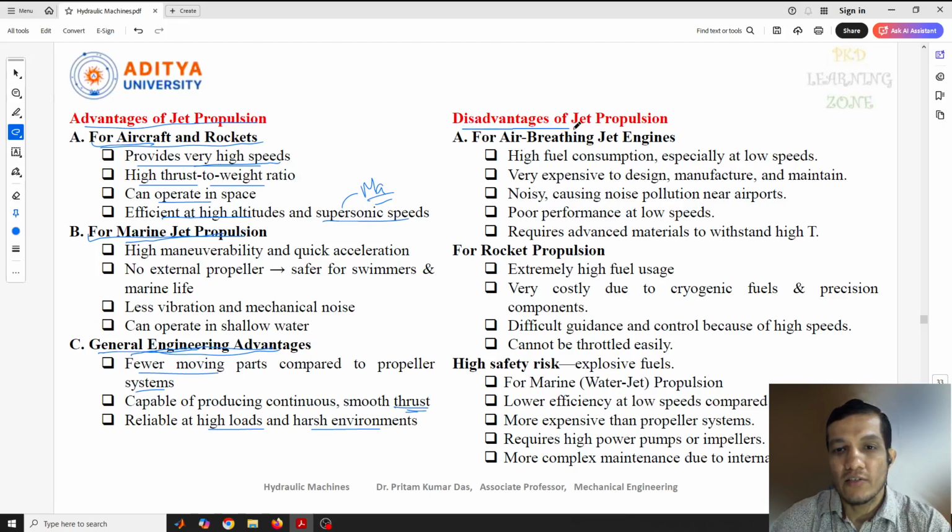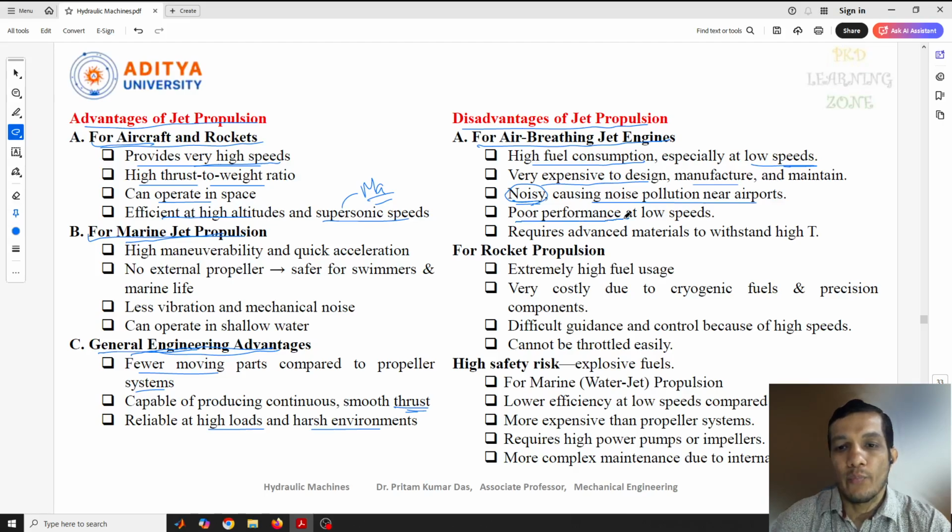Similarly, there are some disadvantages in jet propulsion. If I consider air breathing jet engines, there is high fuel consumption. The fuel will be used more here, especially at low speeds. And it is obviously expensive to design, manufacture and maintain. The maintenance costs are also higher. And it will be slightly noisy. Noisy in the sense that more sound will be produced, causing noise pollution near airports.